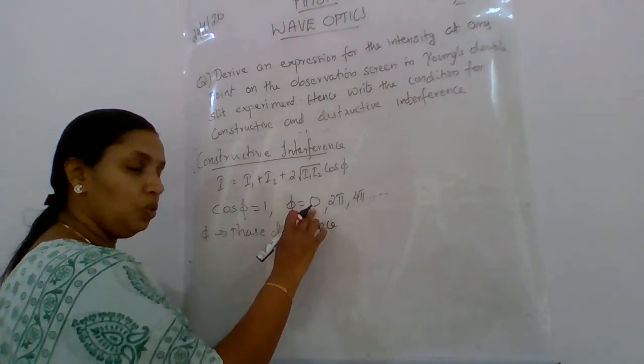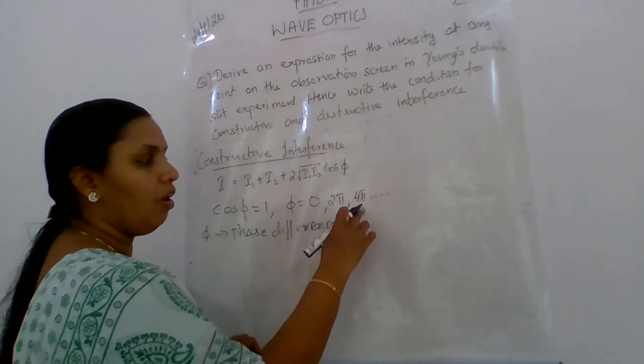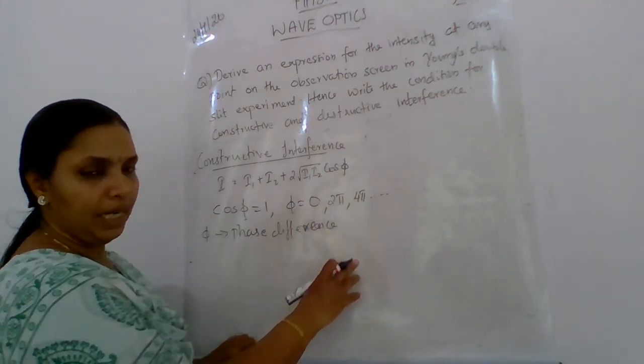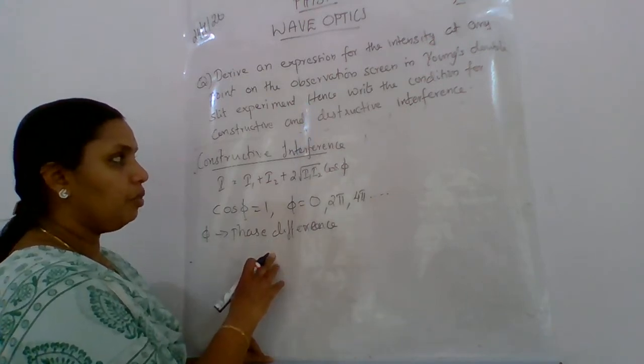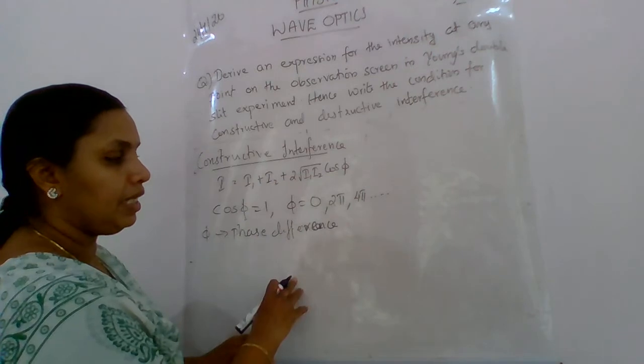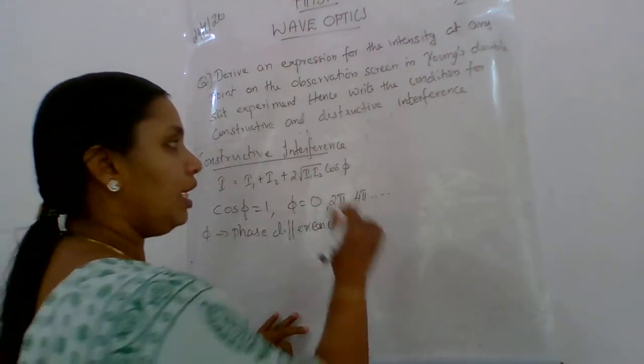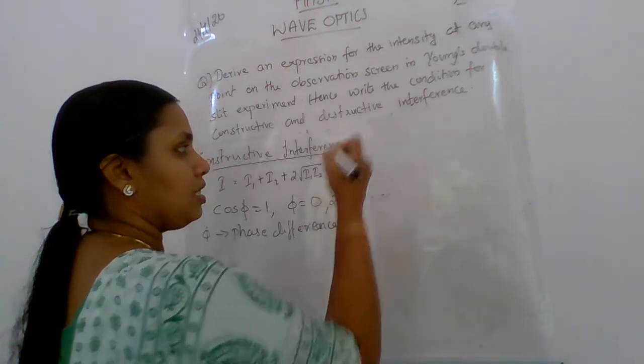So if there is no phase difference, or a phase difference of 2 pi, or a phase difference of 4 pi, those waves superpose constructively. And what will be the intensity? The intensity will be maximum. That interference is known as constructive interference.